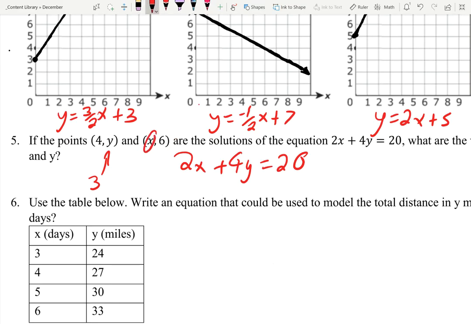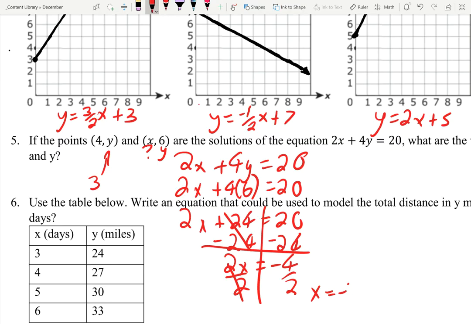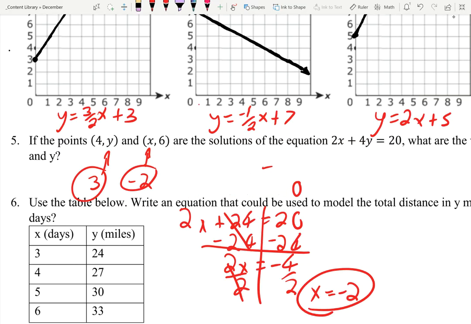So, even though I'm looking for x here, because I don't know what it is, I do know that the y value is 6. So I'm going to plug it in, right? 2x plus 4 times 6 equal to 20. And then do the math. So this would be 2x plus 24 equal to 20. And then we'll solve, right? We'll subtract 24 on both sides. We end up with 2x equal to -4. And then divide by 2, we end up with x equal to -2. So the x value of that point would be -2. So the y value would be 3. The x value would be -2.